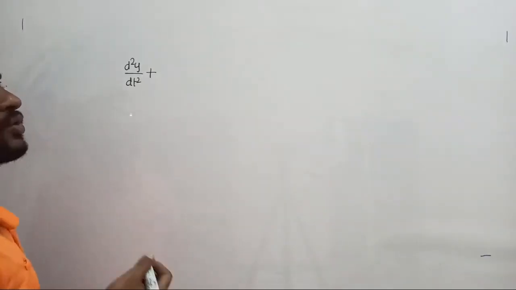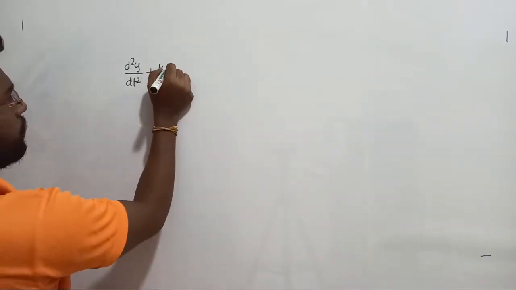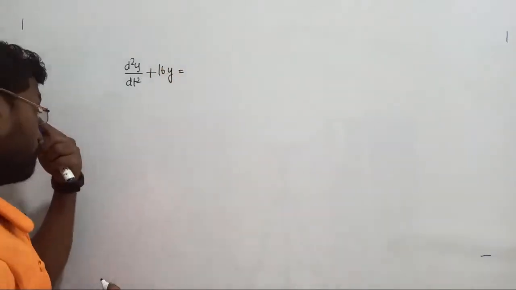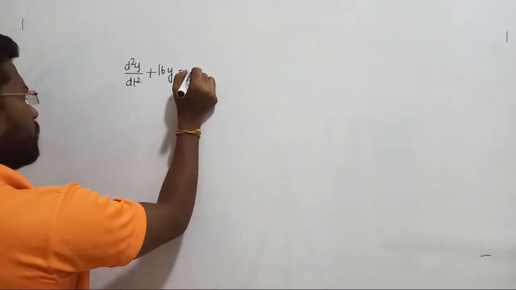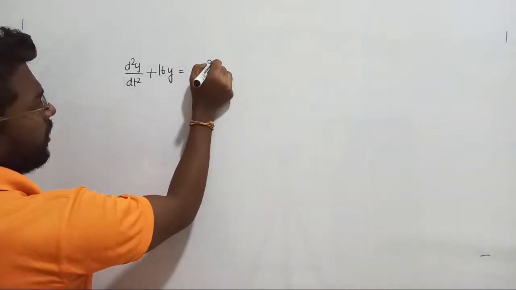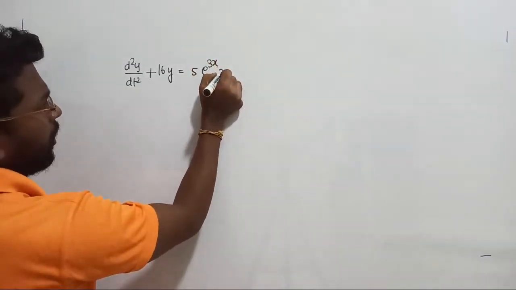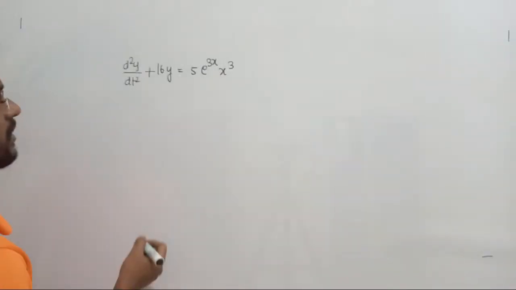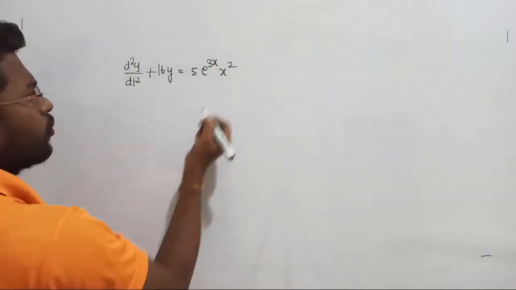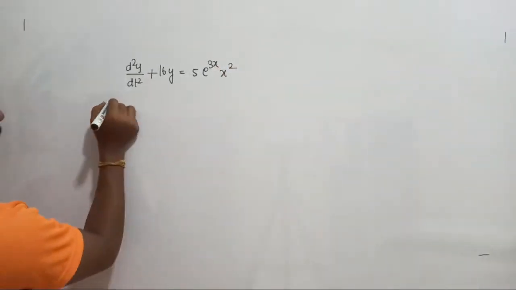2 square, 3 square, 4 square, 16 y equal to... what are we taking now? Let us take 5 into e power 3x. Okay, we need to take a polynomial equation, right? Shall we take x power 3? Fine, that's enough. Okay, let's start our journey. Better take x power 2, because you have to understand the process. That is what I want.